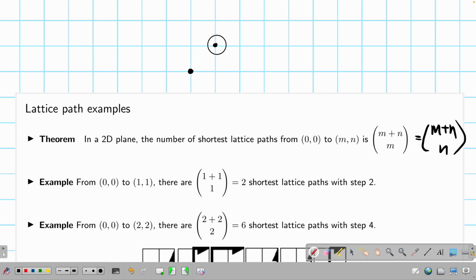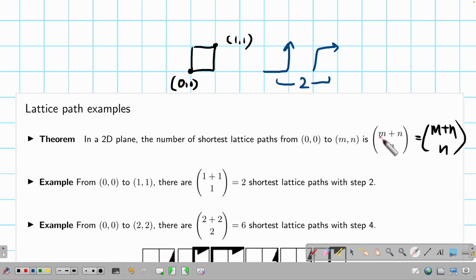So for example, 0,0 to 1,1, how many ways can you go? So let's draw a grid. You can go like this, right? Or you can go like this, right? So there are 2 ways. If you compute using this formula, m plus n, so 1 plus 1, and then m is 1, so you have 2 choose 1. 2 choose 1 is 2.